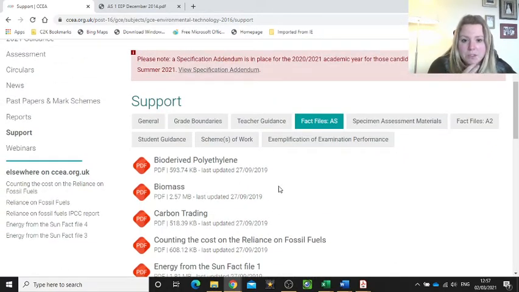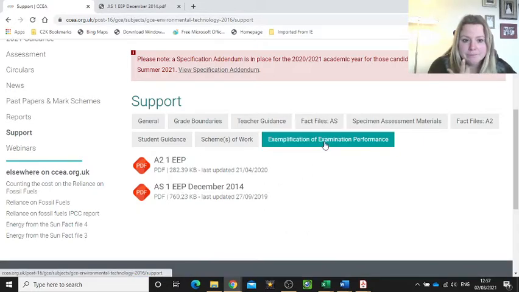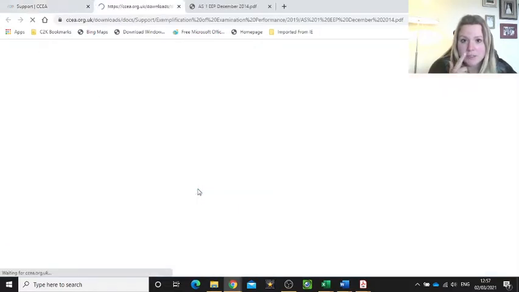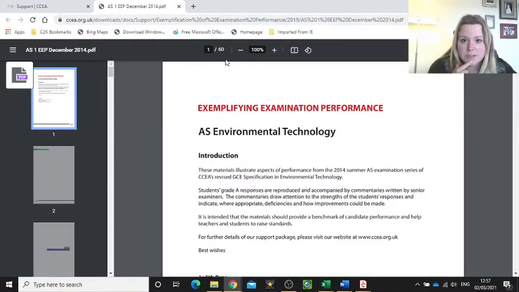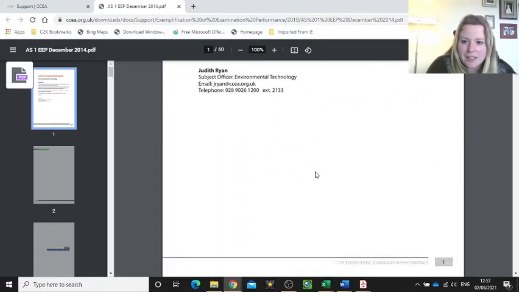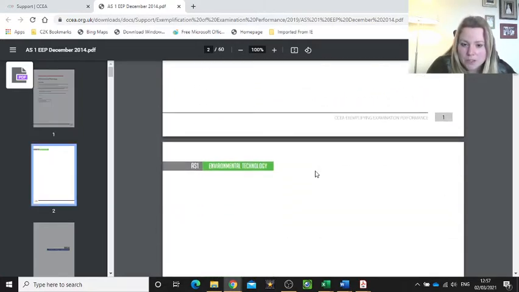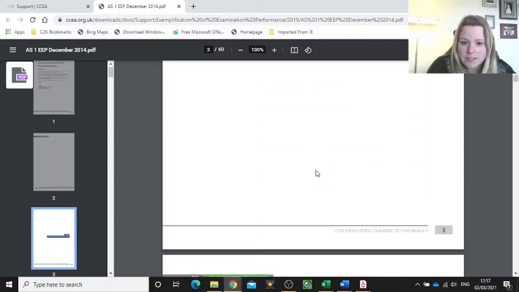But what I want us to look at before we start looking at past papers again is this here. I'll refer to this as the EEP, and it's a simplification of examination performance. Obviously we're Access, and I have no idea why there's only one on here, but December 2014. If I open this, you'll remember I gave you one of these before. I think it was for wind questions, so you will recognize this.